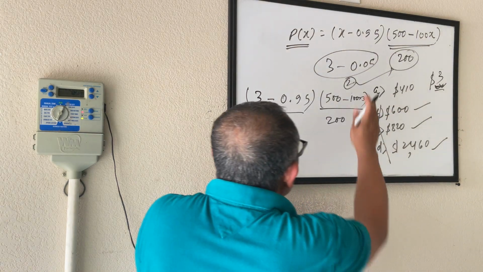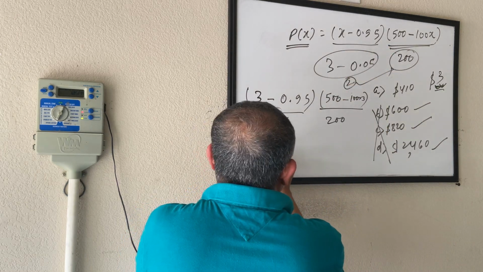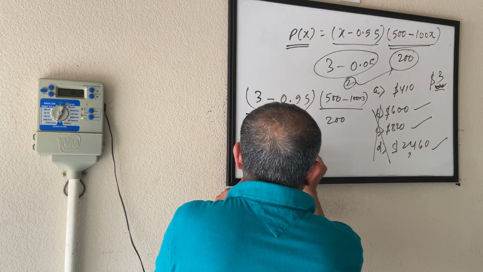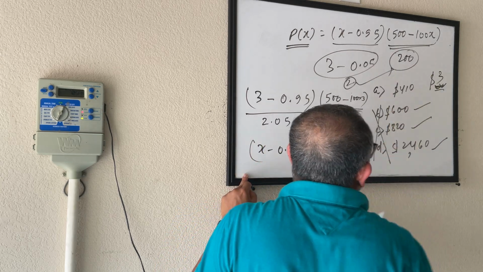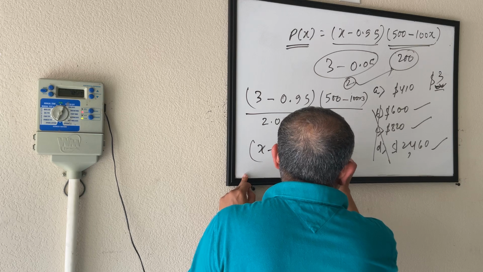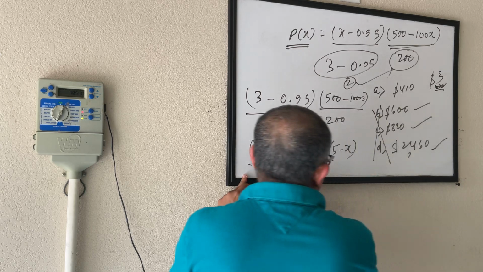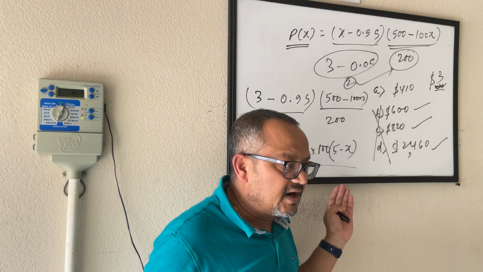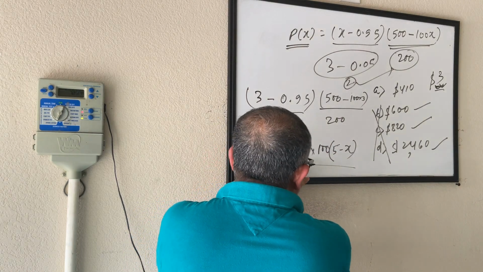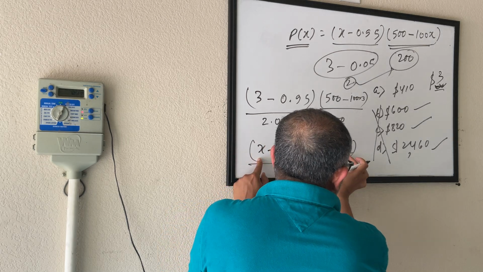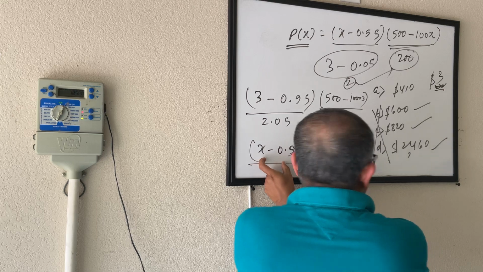Second option is, here I have x minus something, so x minus 0.95. And here I have 500 minus 100x. Okay, let me do one thing. 100 is common, take it out. 5 minus x. It's a little simplified version. So you can say, okay, fine, this is 3 minus almost 1, and this is 5 minus 3. So this is 2, that is 4 times this.